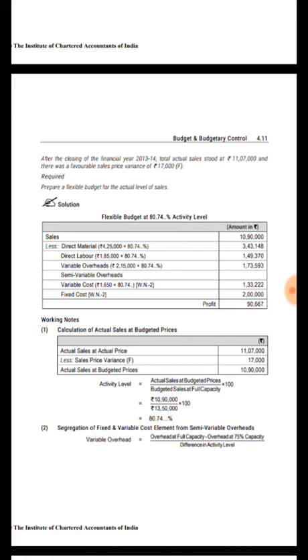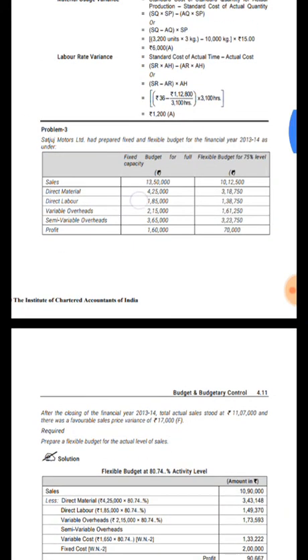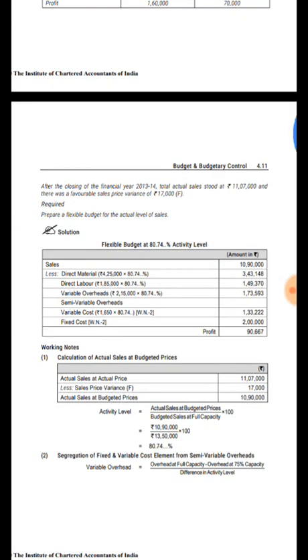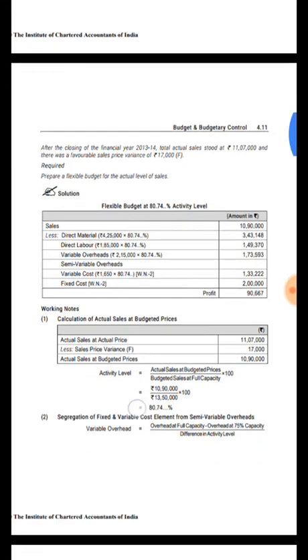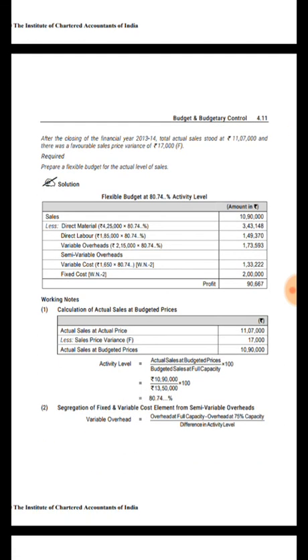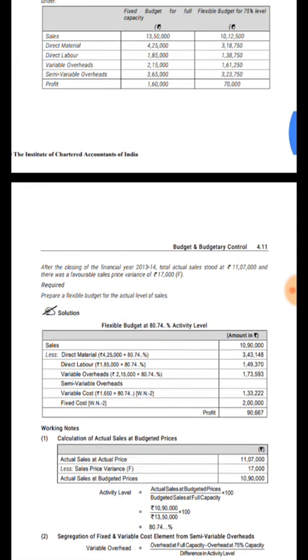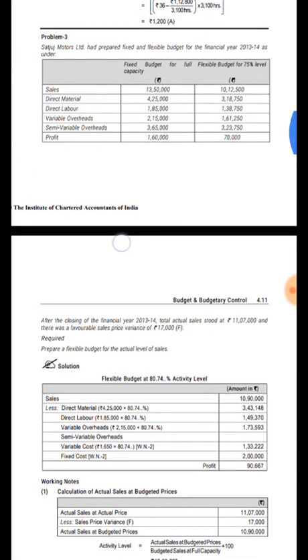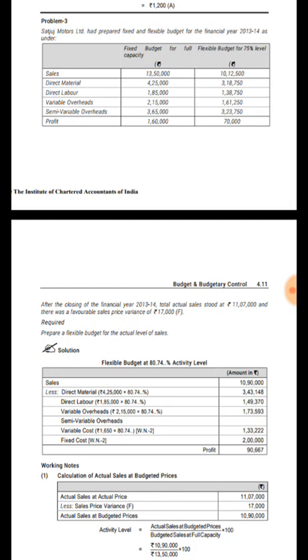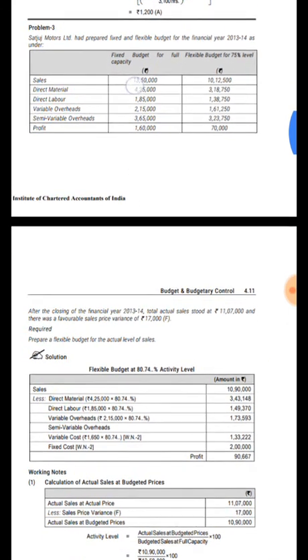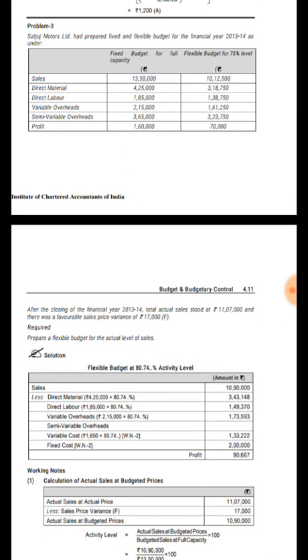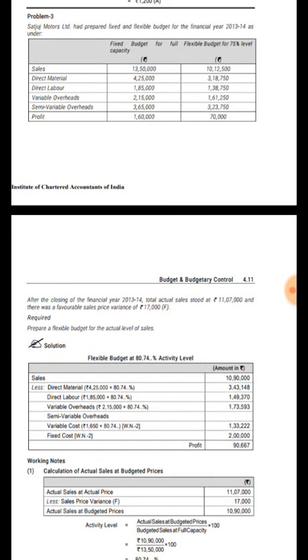Now we have to find out the activity level. So actual sales divided by total sales into 100. So 10,90,000 divided by 13,50,000 into 100. So we got the activity level 80.74%. Just like that we will make the budget now. Sales is 10,90,000 fully taken. Then direct material: we will start taking 4,25,000 into 80.74%. Then 1,85,000 into 80.74%. Variable overhead 2,15,000 into 80.74%.